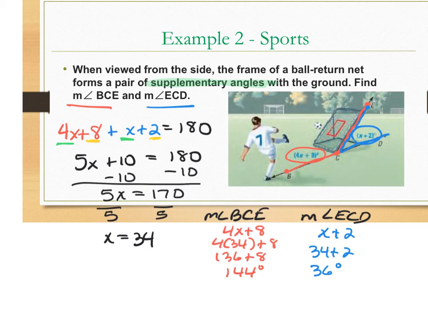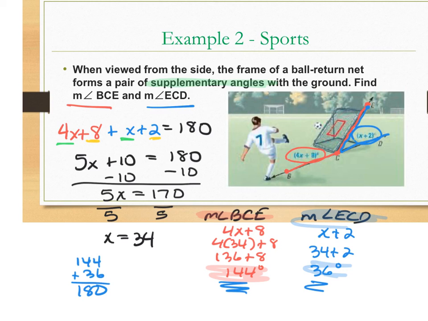One way that I can double check to make sure I've done my problem correctly is to go back and quickly add 144 plus 36. If these two angles don't add to be 180, I've done something wrong. So the measure of BCE is 144, and the measure of ECD is 36.